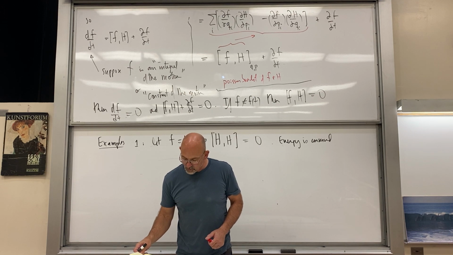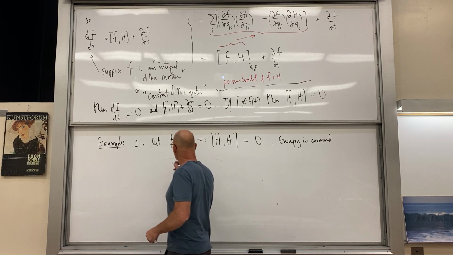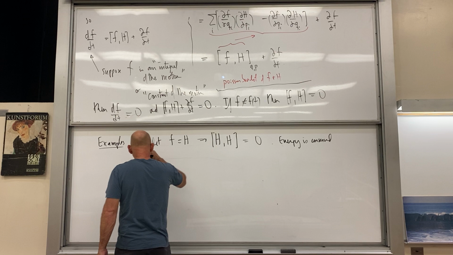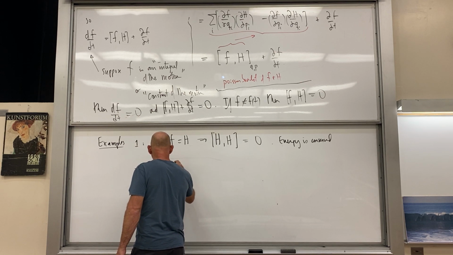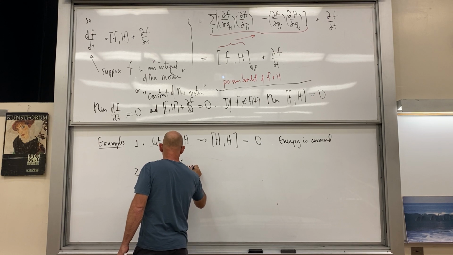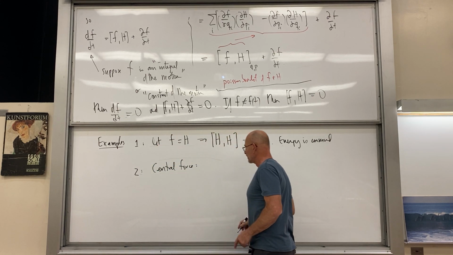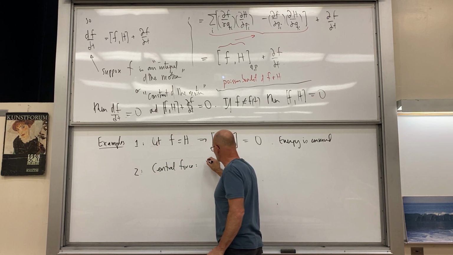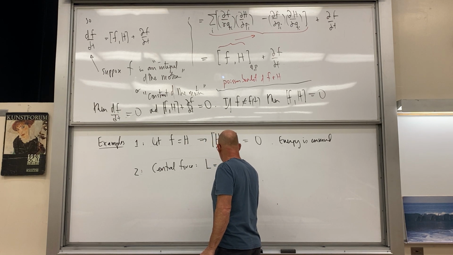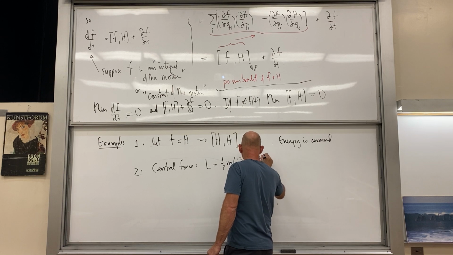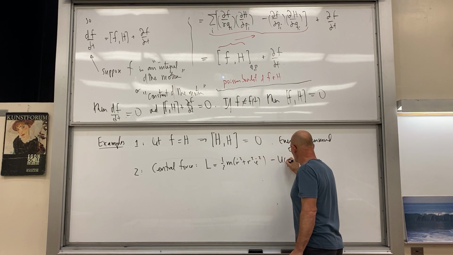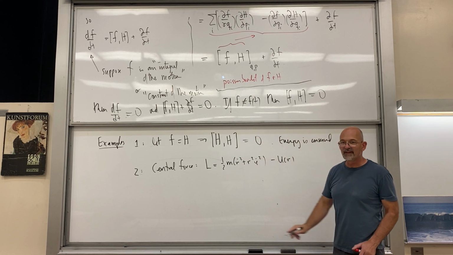I want to give a little less trivial one. And so our next example is the central force. So here we have a couple of steps. We imagine we start with the central force Lagrangian, L = (1/2) m (r dot squared + r squared phi dot squared) minus U of r. Okay, so we've been there before.